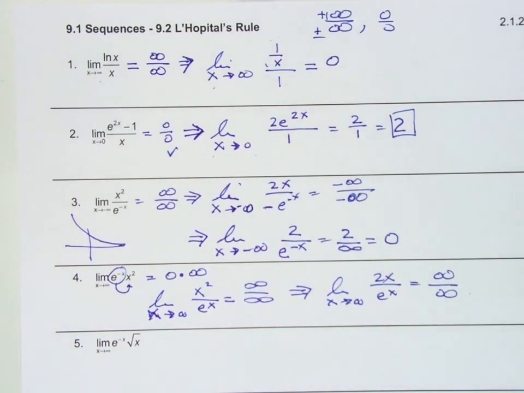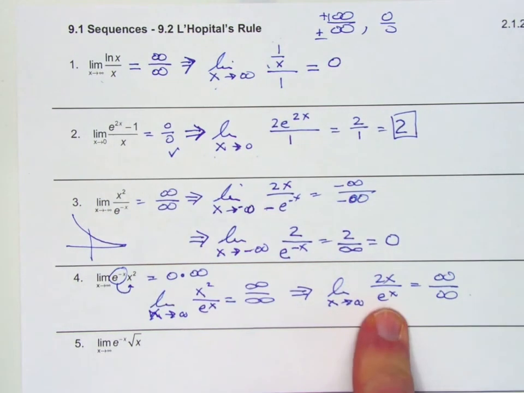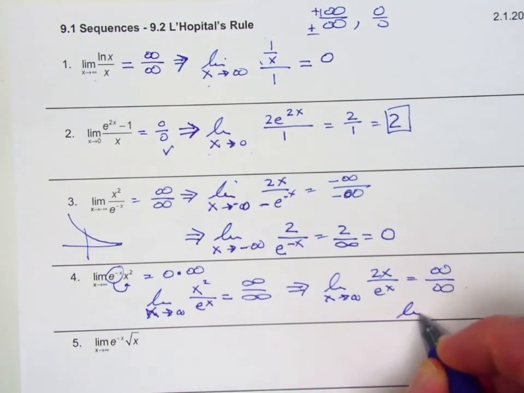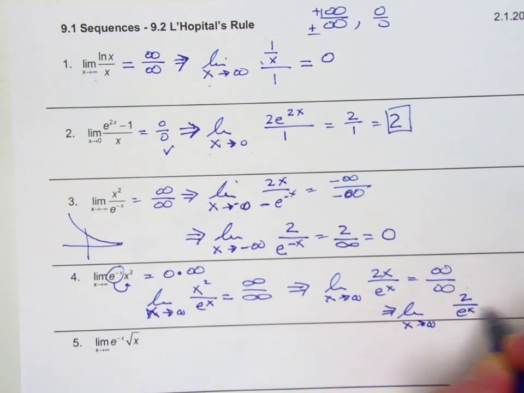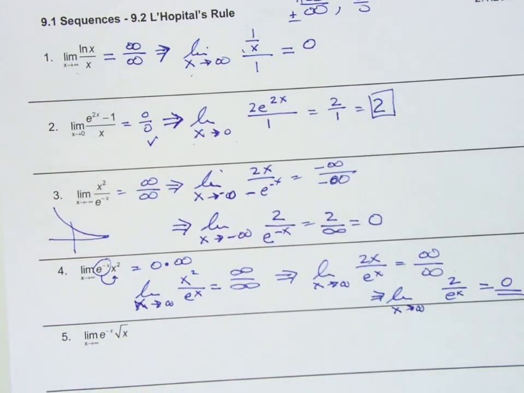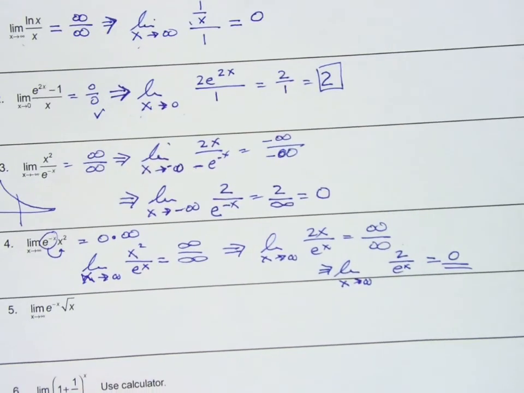Okay, but I want you to think about which one's actually growing faster. e to the x is, so what should I get? I should get 0. So I'm going to go apply it one more time. The limit as x approaches infinity of 2 over e to the x, and that does in fact equal 0. Okay, so we still got a value of 0, but that is not always going to be the case.